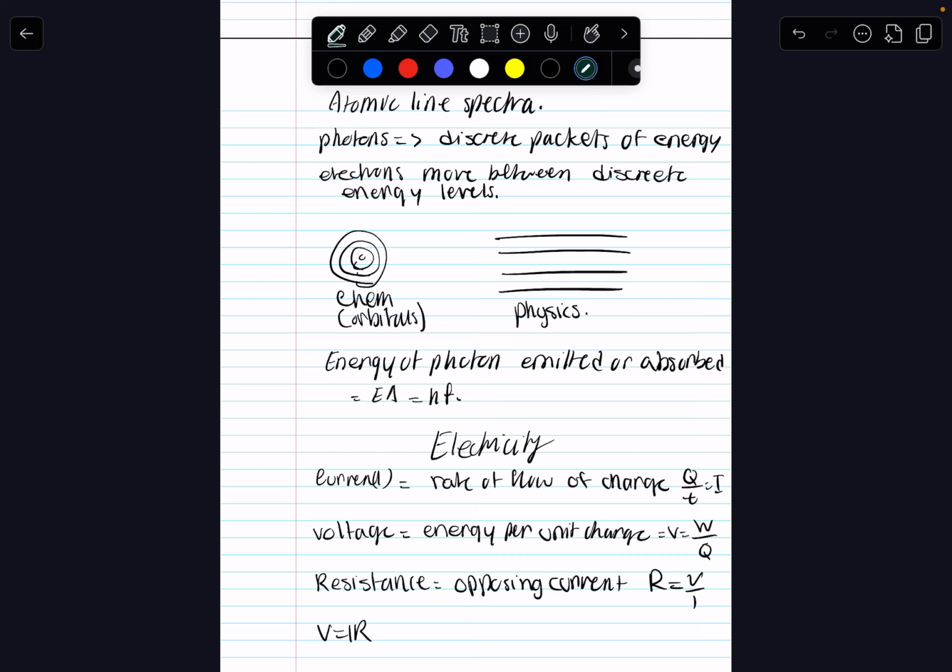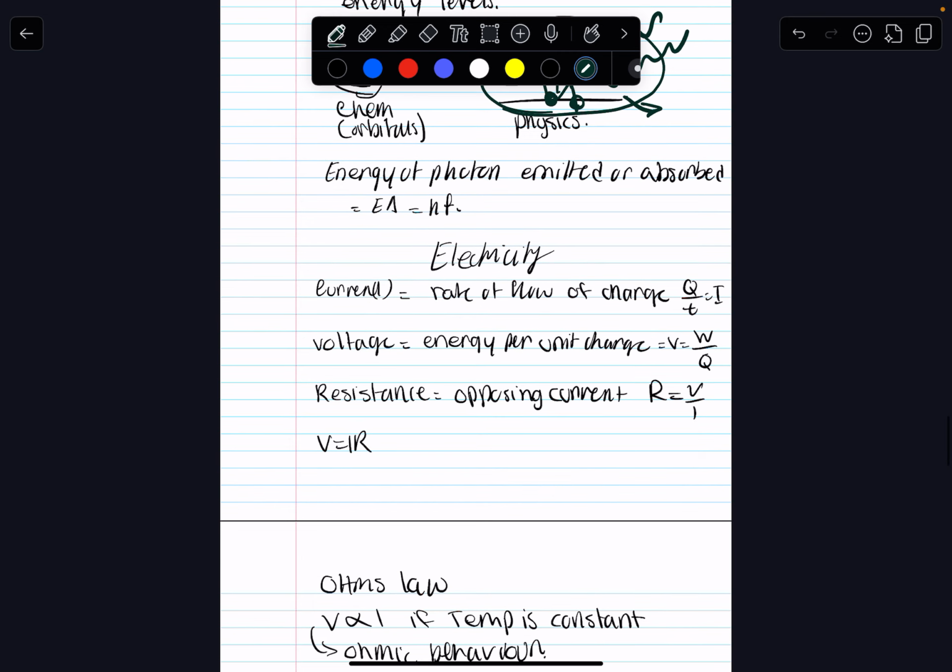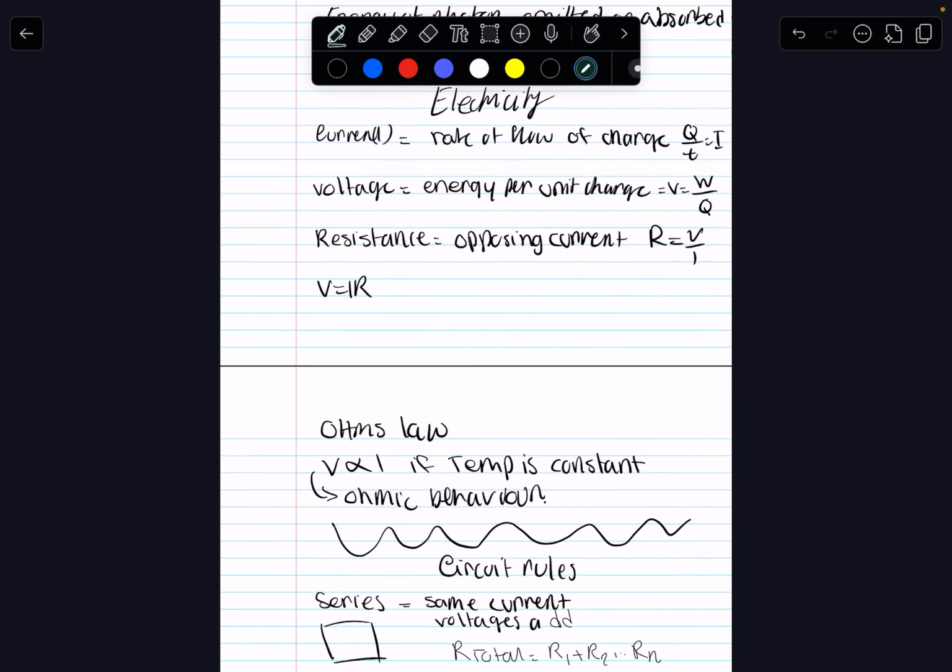Electrons move between discrete energy levels. In chemistry, we call them orbitals. In physics, we call them orbitals again, but we have them drawn like this, and then this is your ground state. And if I have an electron here, depending on the energy, it would go here, here, here, and then it would come back. And when it comes back, it emits that little photon, which is the discrete packet of energy. Usually it's also viewed as light. So the energy of a photon emitted or absorbed could be calculated by E equals hf.